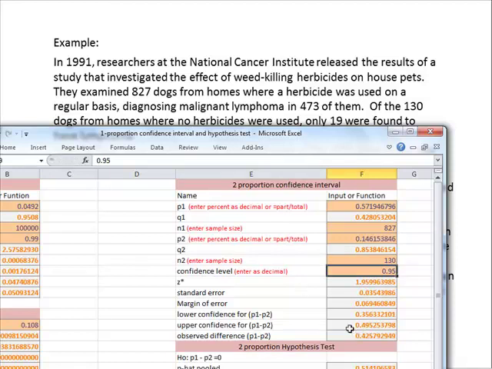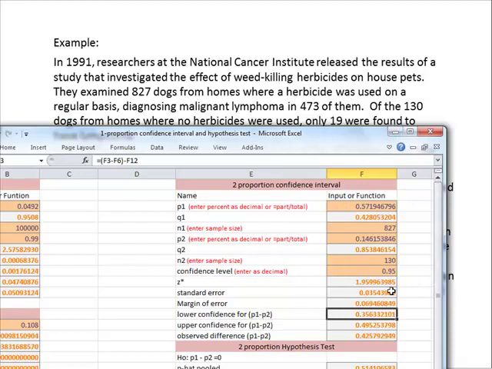So what we see is we have 0.356 to 0.495, and if you made those decimals percents, that would be 35.6 to 49.5, and that's the difference. It's quite dramatic how much higher percentage there is in the homes that use herbicides versus the homes that don't, and it can be as little as 35.6 percentage points more to as much as 49.5. That's kind of how you can read that information.